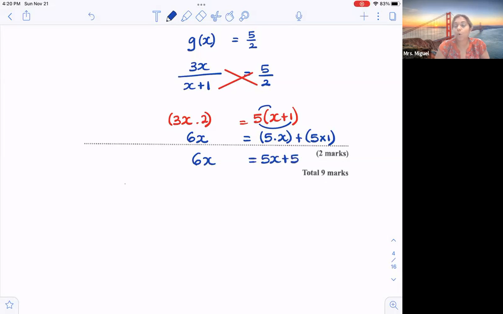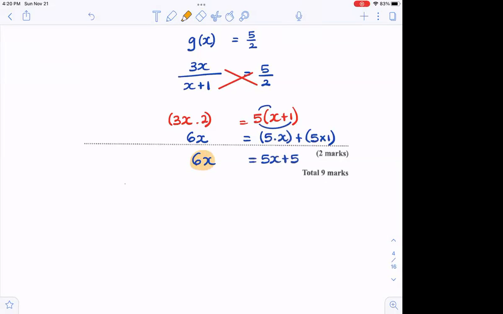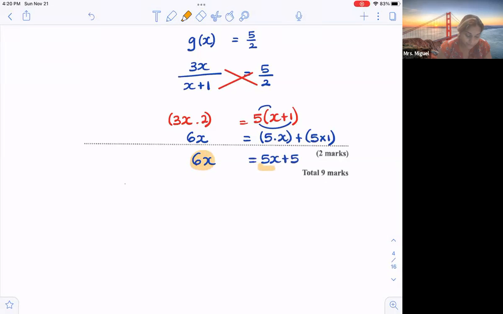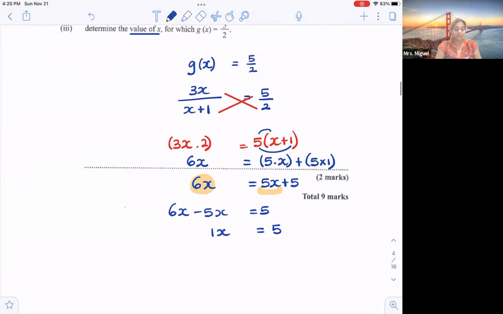I need to move all the like terms to one side of the equation. Since 6x is larger than 5x and it is positive on my left-hand side, I will remove the 5x. In moving the 5x, it cannot stay positive. It will change to negative. So therefore, 6x minus 5x, 1x, is equal to 5. So it wasn't too difficult. It was just a matter of using the distributive law to solve the question.